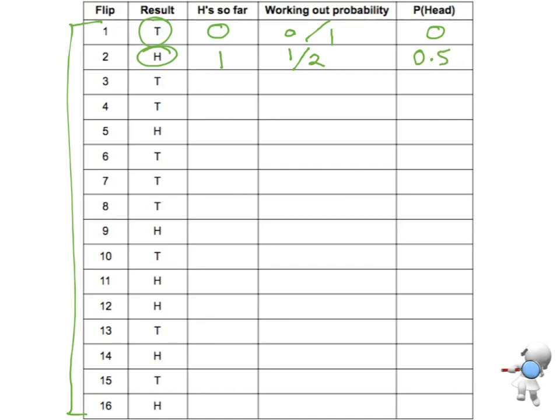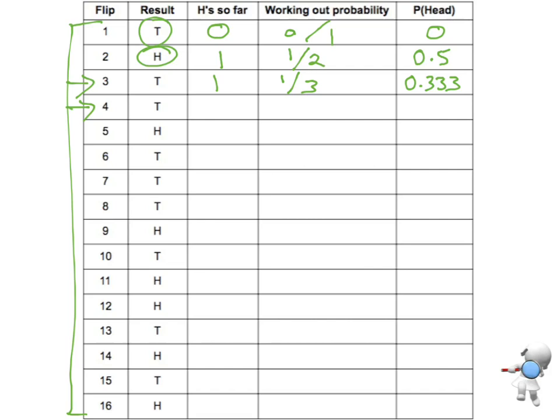Okay, third toss. So now I'm tossing the coin and I get a tail again. So how many heads have I got so far? Still only got one head. But how many times have I tossed the coin? I have tossed the coin 3 times. So as a decimal, 0.333. Okay. Coin toss number 4.